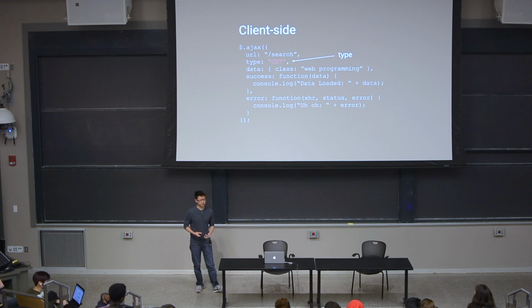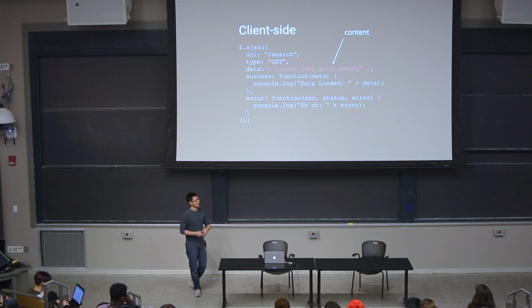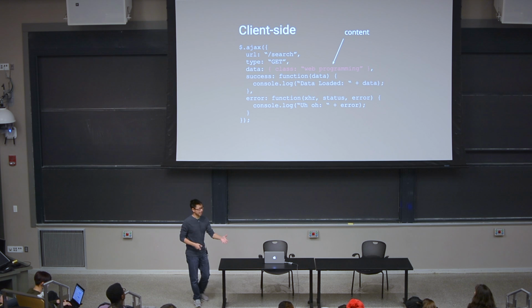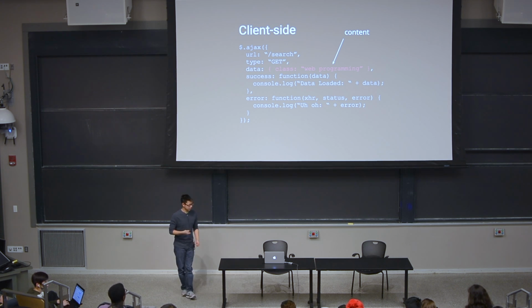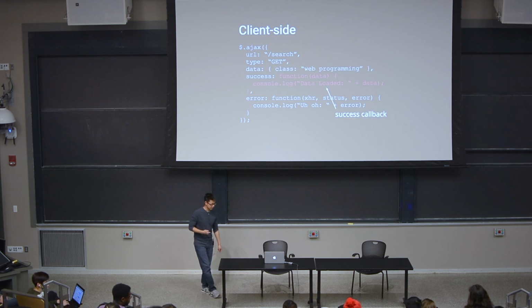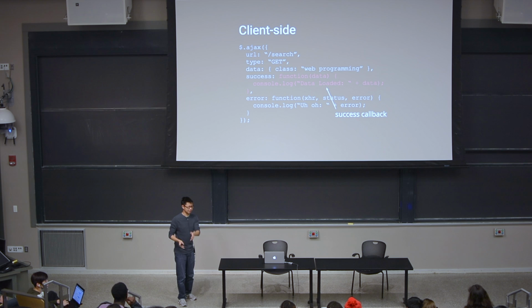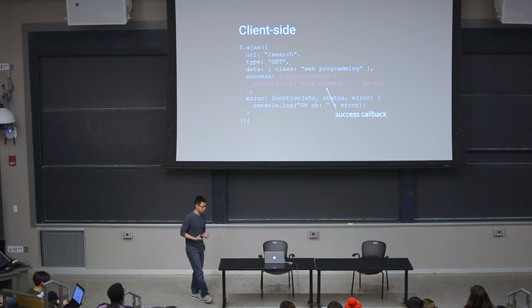We want the type of request to be a GET request. And here's the data that we're sending. It's an object, the JSON object that we talked about earlier. It maps the class property to "web programming" as a string. Now we have these two other arguments, these two functions, success and error. Success is what happens when the server finishes its computation and sends us back the data. So if I'm the browser and I send some data to the server, and then the server does some stuff and sends me back a response, what do I do with that?